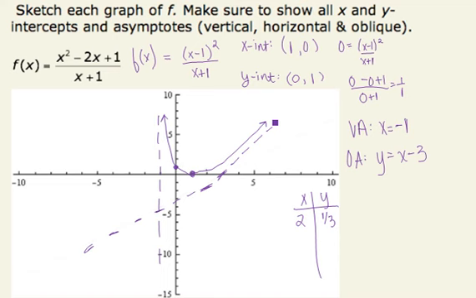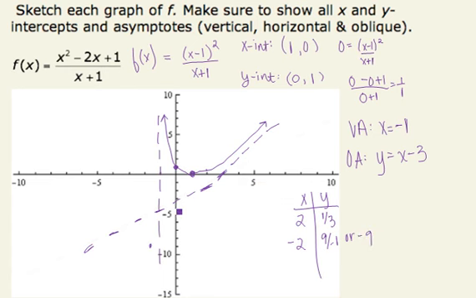And what happens to my negatives? Well, I can plug in a -2. -2 minus 1 is -3, squared is 9. Or I'm sorry, -2 minus 1 in the denominator is -1. So 9 divided by -1 is -9. And I can plot that point.